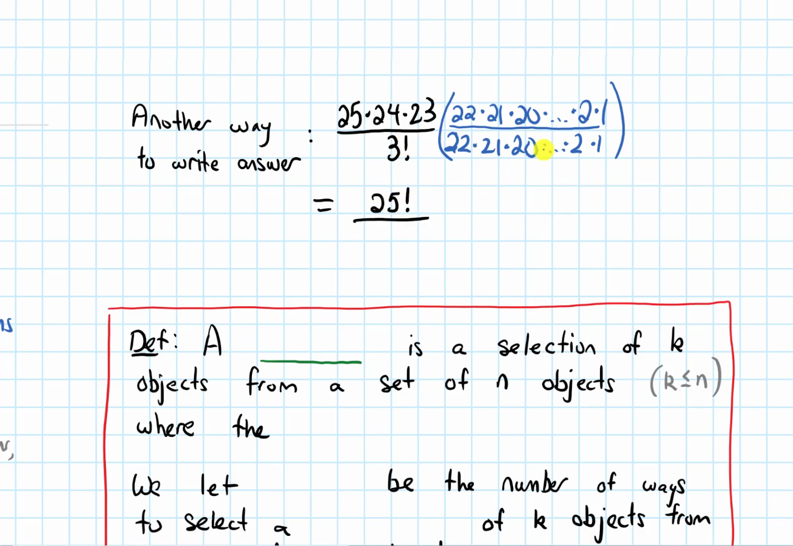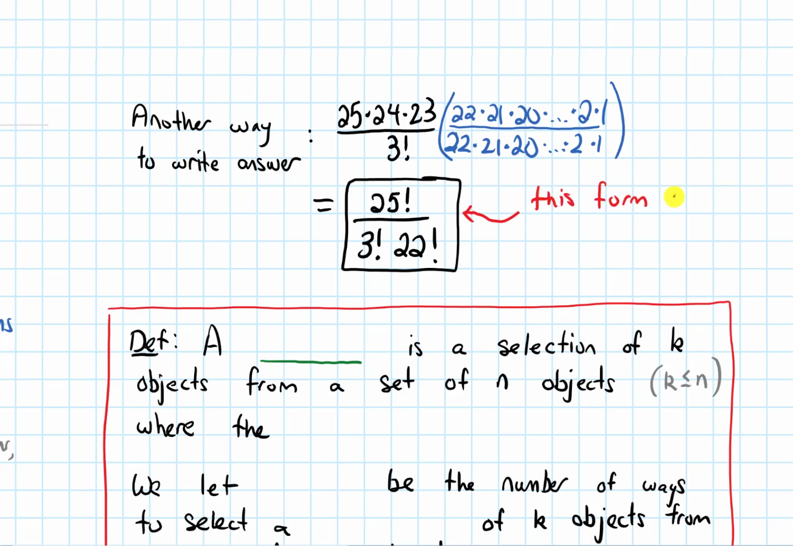And on the denominator, we actually have 2 different factorials. We have that 3 factorial first, and then times 22 factorial. So this is another way that we could write our answer. And as we'll see, this form, the purely factorial form, will be helpful when the numbers are large. It'll help us concisely write our answer.